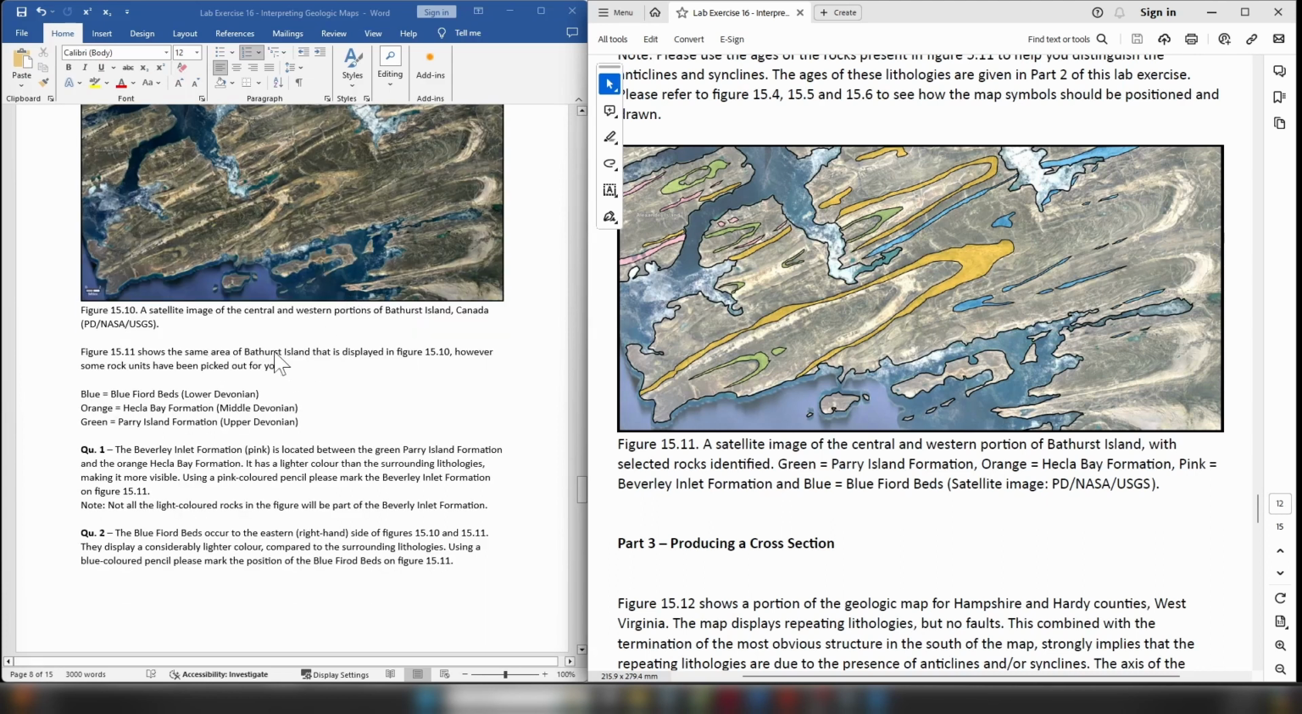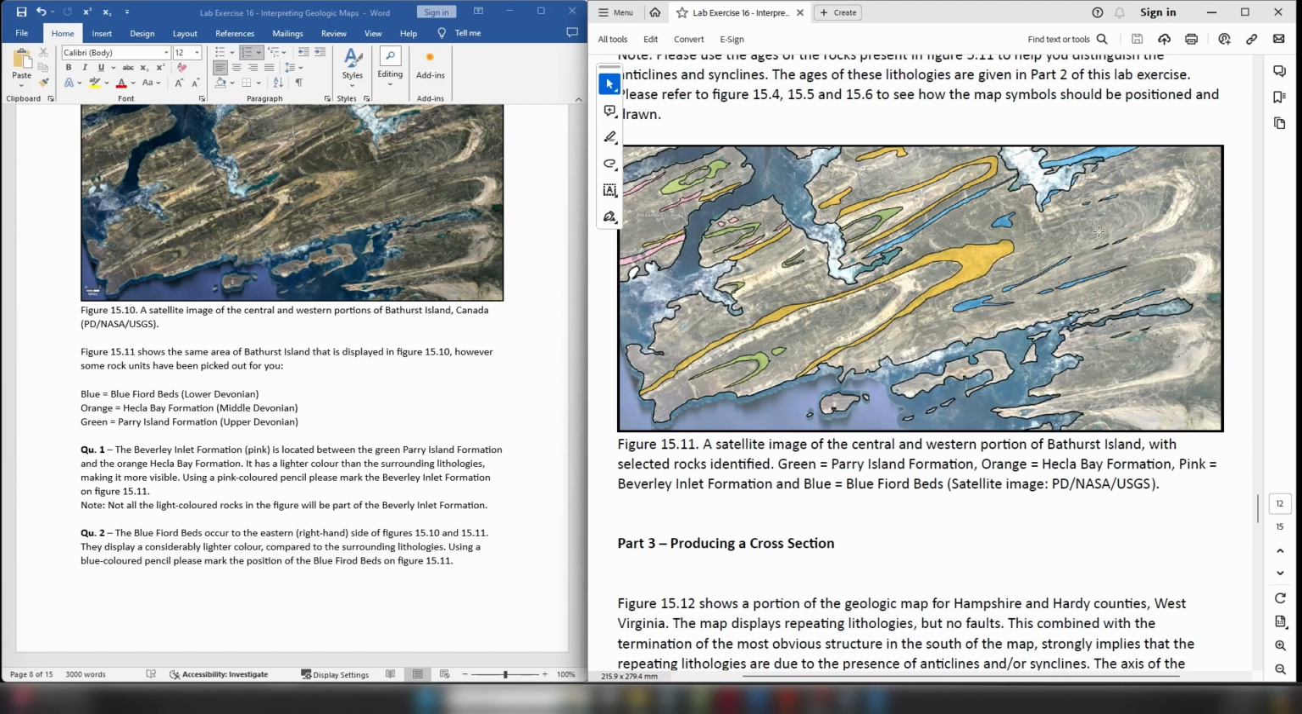So if we look over here on the left, you will see that there are 3 layers of rock which I've picked out. In blue, these layers here, we have the Blue Fjord beds, and these are Lower Devonian in age. Then in orange, this color here, we have the Hecla Bay Formation, and this is Middle Devonian. And then in green, here, here, and over there, we have the Parry Island Formation, and this is Upper Devonian.